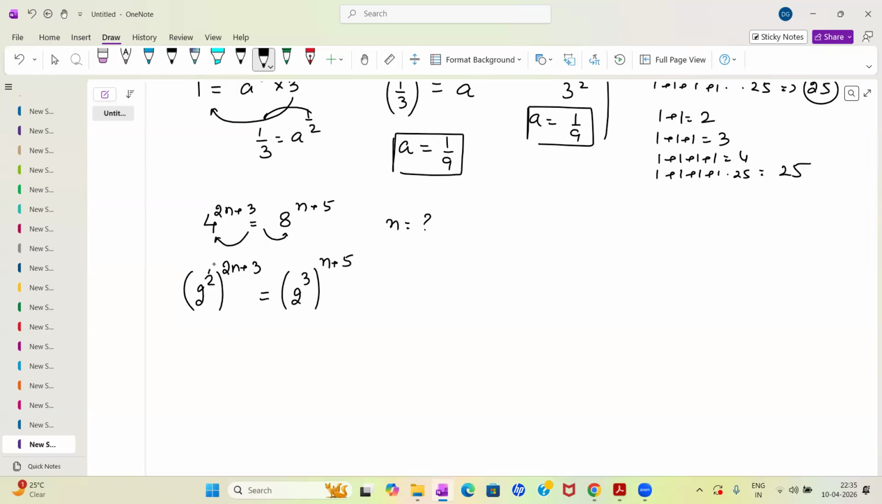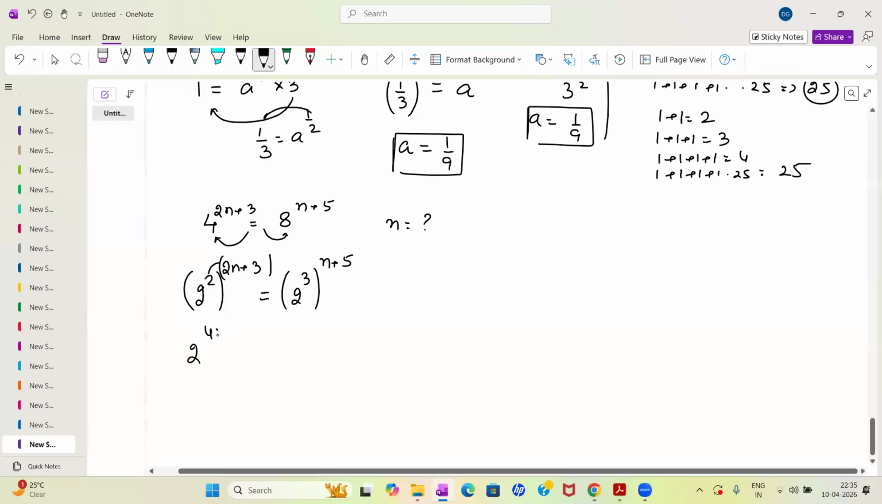Now multiply this 2 with the full bracket. So 2 to the power 4n plus 6, 2 into 2n and 2 into 3. Here 2 to the power 3n plus 15. Now the base is the same, so the powers can be compared. So 4n plus 6 is equal to 3n plus 15. So n is 15 minus 6, and that is 9.